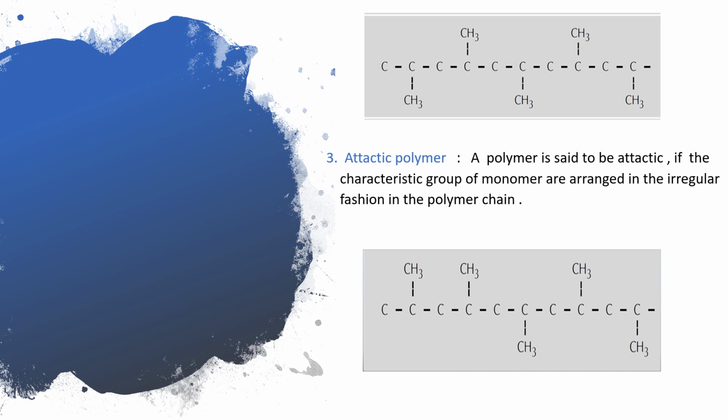So this is a figure for syndiotactic polymer. Here you can see the characteristic groups of the monomers, and this is the main chain. Let us see how these are arranged. These characteristic groups of the monomer are arranged first in the downward direction, and one after the other they are arranged in the upward direction. So in syndiotactic polymer, the characteristic groups of monomer are arranged in an alternate manner.